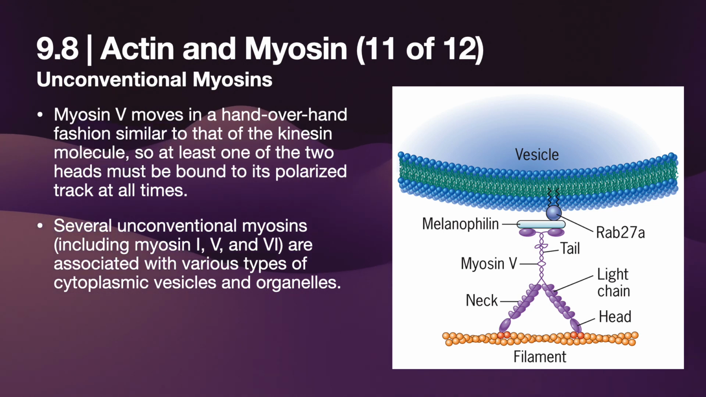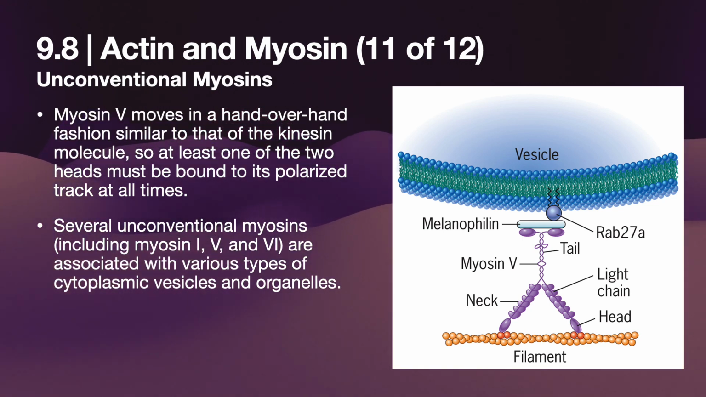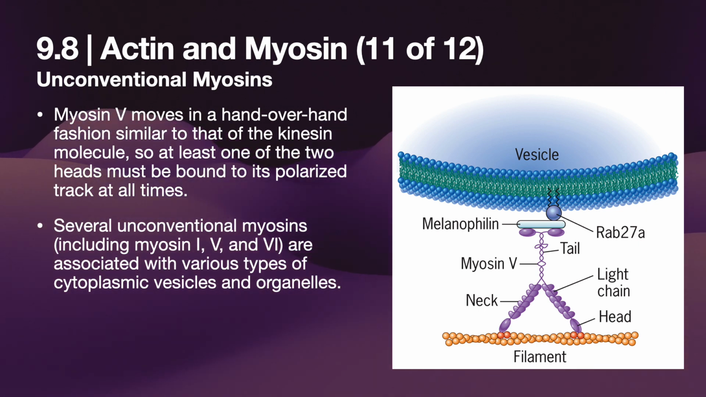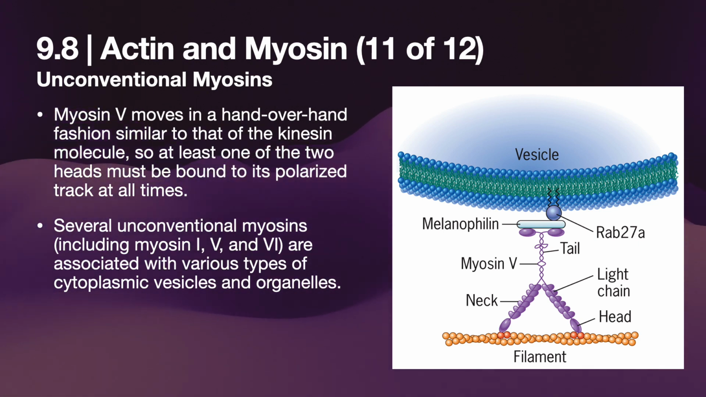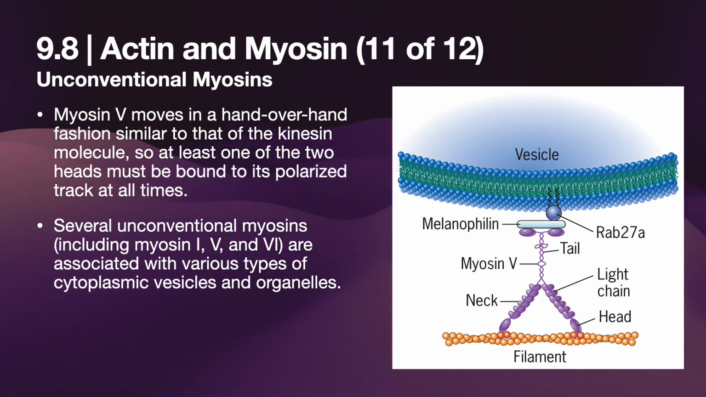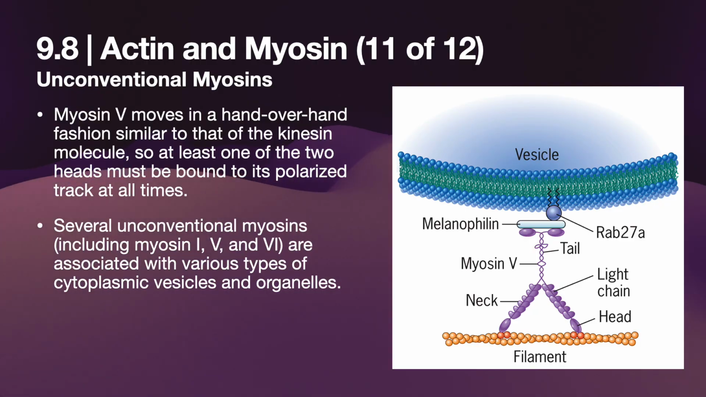For unconventional myosins, myosin 5 moves in a hand-over-hand fashion similar to that of the kinesin molecule, so at least one of the two heads must be bound to its polarized track at all times. Several unconventional myosins, including myosin 1, 5, and 6, are associated with various types of cytoplasmic vesicles and organelles.